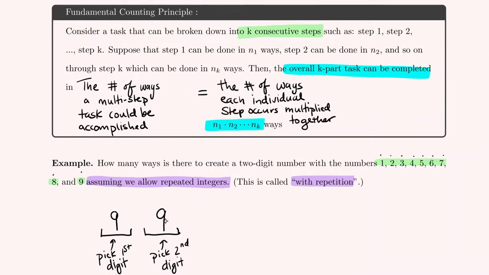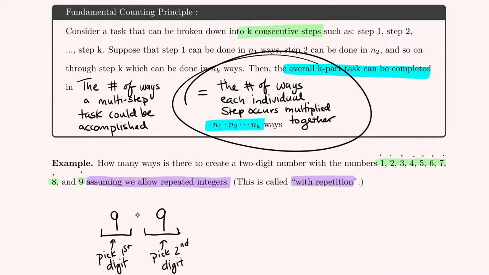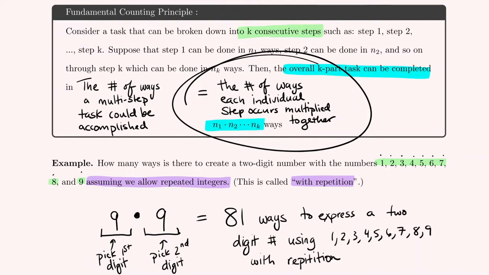So I'm going to write another 9. Again, I'm not saying I'm picking 9, I'm saying there's 9 options here. And then to use this rule, it says if you multiply the number of ways each step could occur, that resulting value, which is 9 times 9, is 81, meaning there's 81 ways to pick or to express a 2-digit number with repetition.